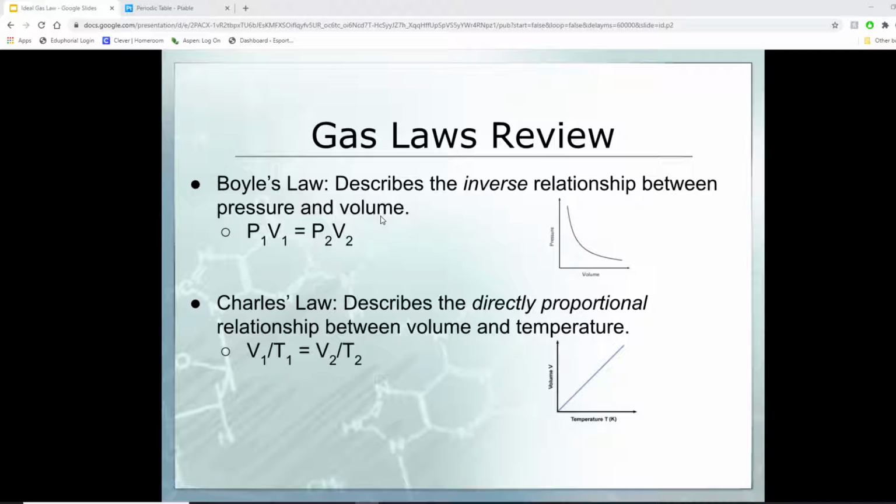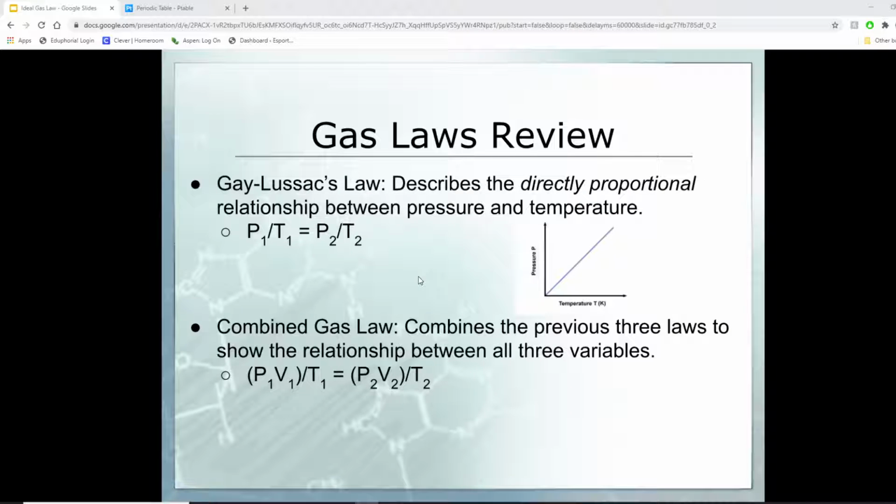Okay, Charles' law is the directly proportional relationship between volume and temperature. So if temperature increases, the gases will want to expand, which causes volume to increase. And then the other way around as well. If temperature decreases, volume will want to decrease as well. When one of them goes up, the other one goes up with it.